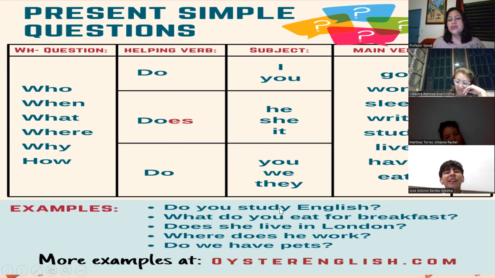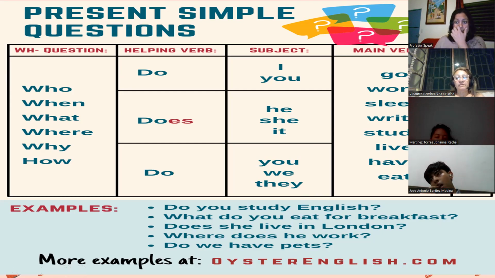Example, look over here. It says, do you study English? What do you eat for breakfast? Does she live in London? Where does he work? Do we have pets? Okay, so we have yes or no questions. Because if I said, do you study English? The answer is yes, I do. No, I don't. What do you eat for breakfast? The answer will be, I eat cereal. So the difference is the answer that you're going to get. In the yes or no question, the answer will be yes or no. But in the WH, the answer will be a complete answer.